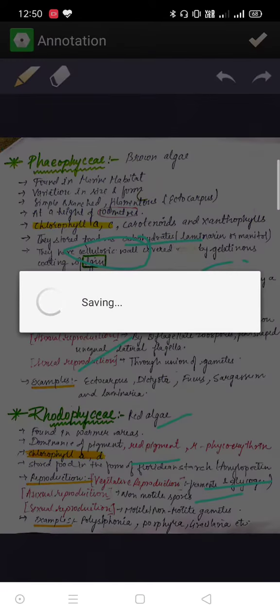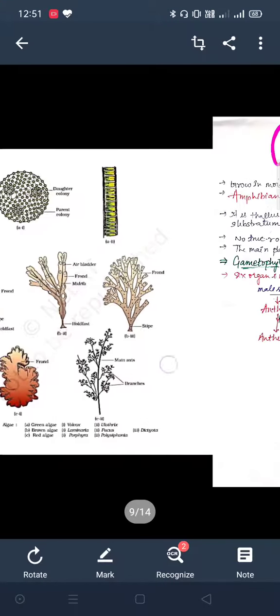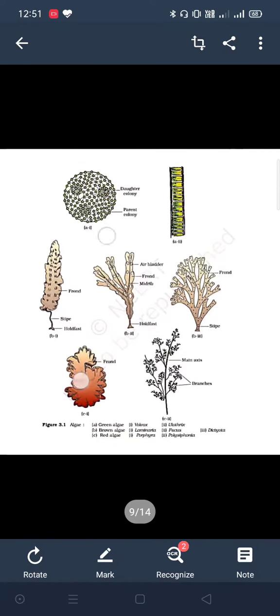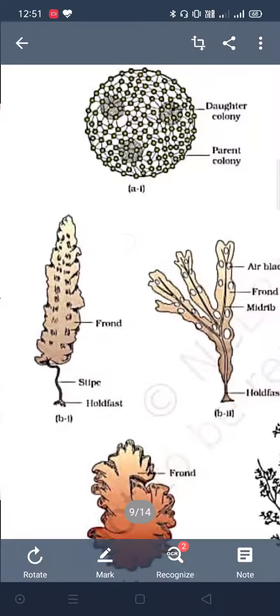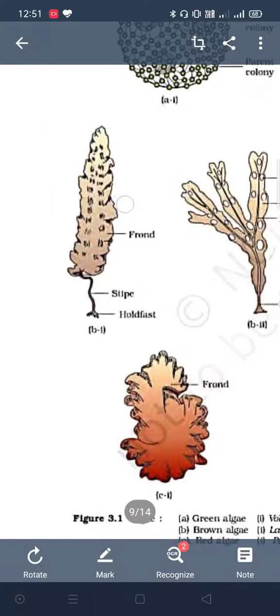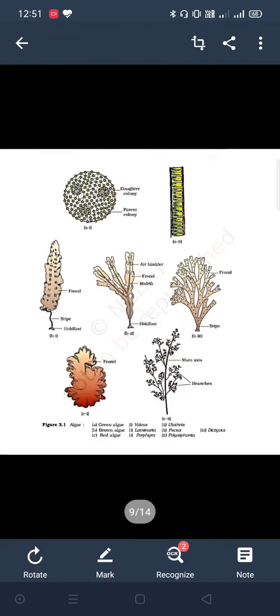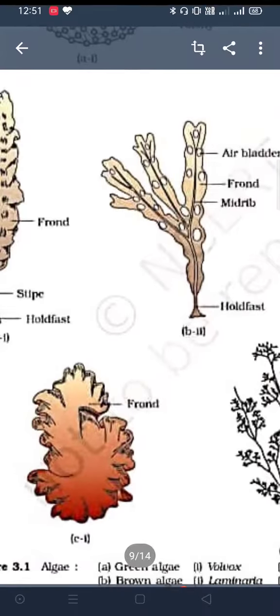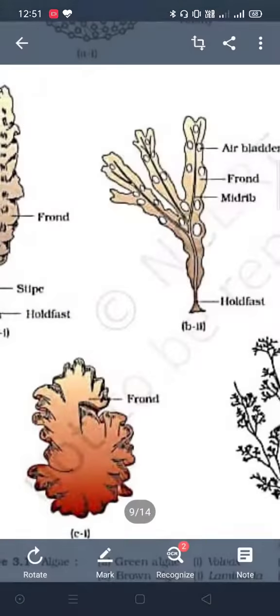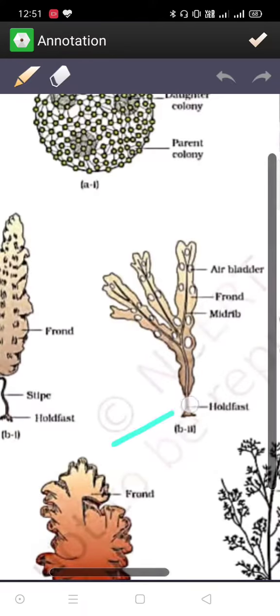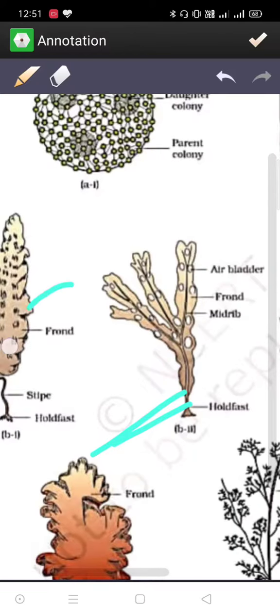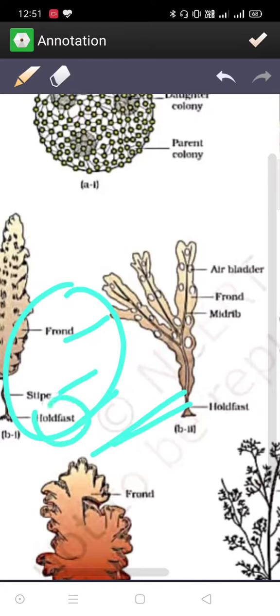Okay, now move on to the next topic. Before moving on, there are some structures of algae, like this is the Phaeophyceae. This is the type of Phaeophyceae having holdfast, stipe, and frond. This is the holdfast, which is used for attachment to the substratum. The stipe is stalk-like, and the frond.